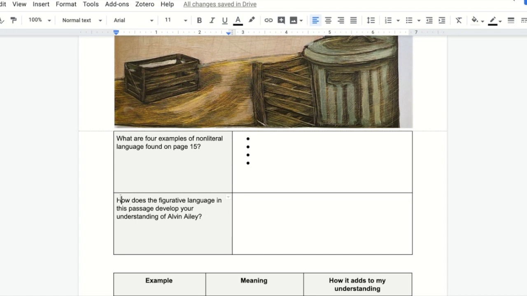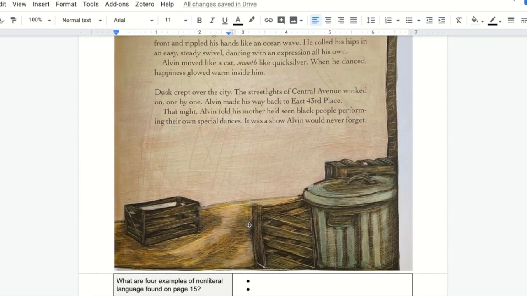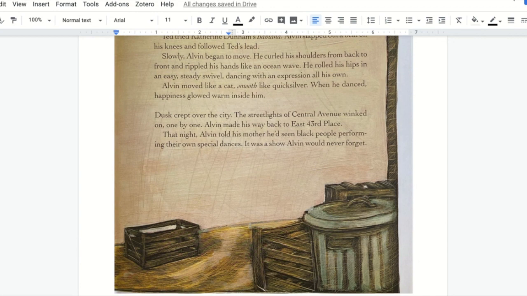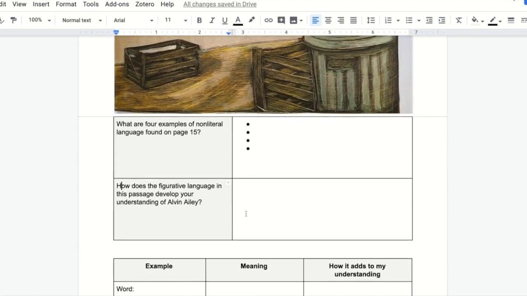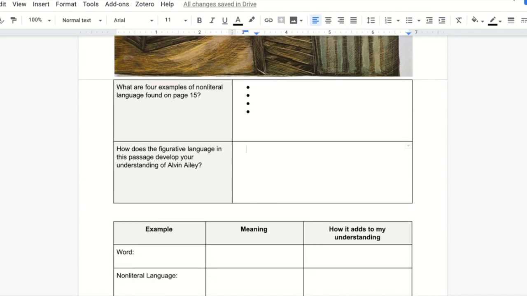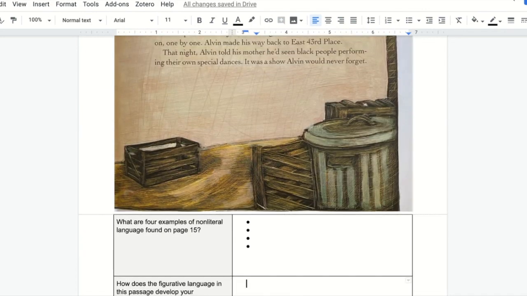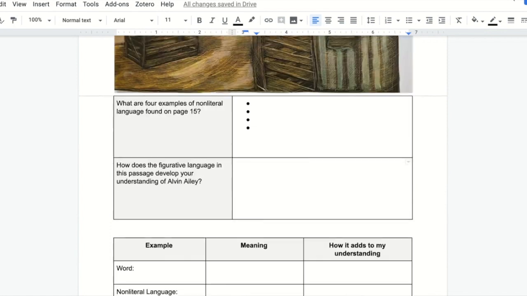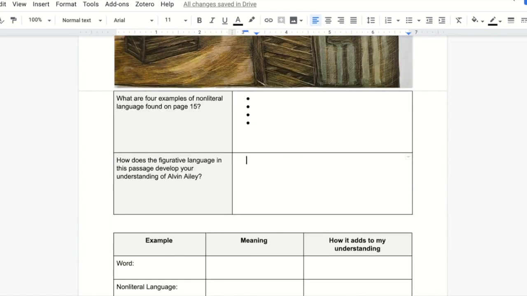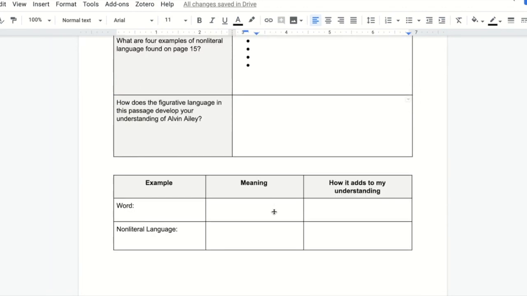Then I want you to answer this question. How does the figurative language in this passage develop your understanding of Alvin Ailey? So again, how does it add to your understanding? How do you gain more knowledge about Alvin Ailey through the figurative language that Andrea Davis Pinkney uses on this page? So that's what you're writing here. Okay, here, what does figurative language do for you as a reader of this book? Okay, so I just reworded that question a couple times. So please take some time to think about it and write your response here.